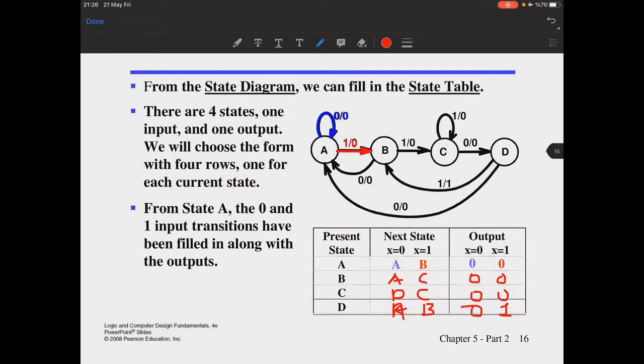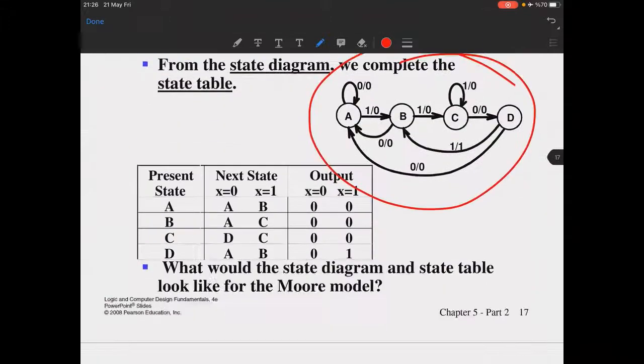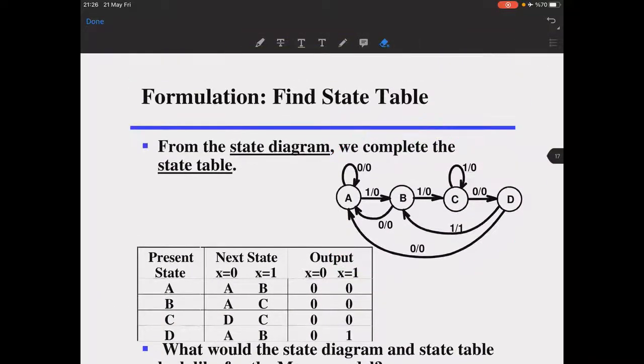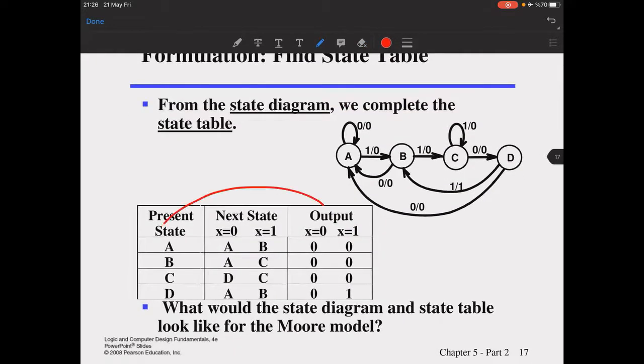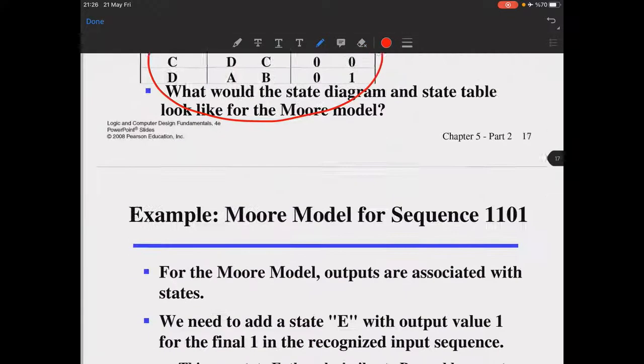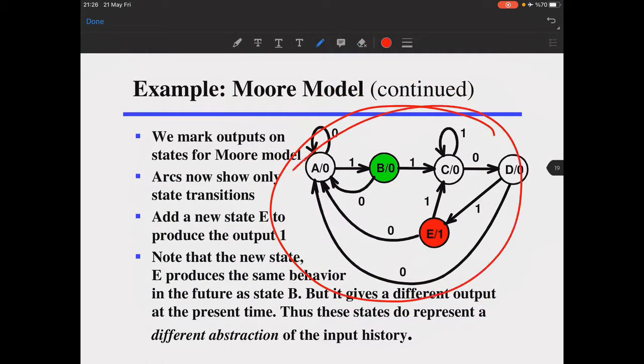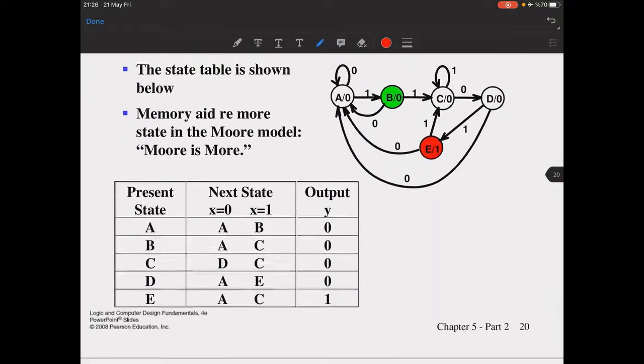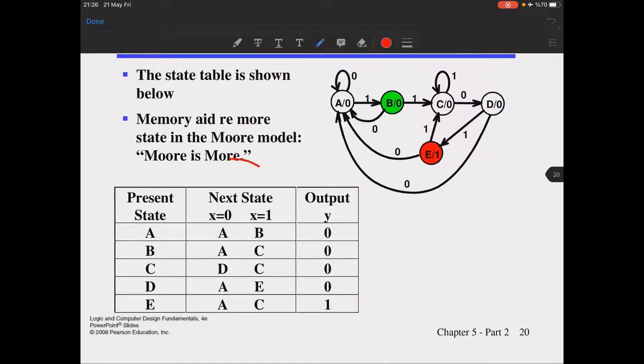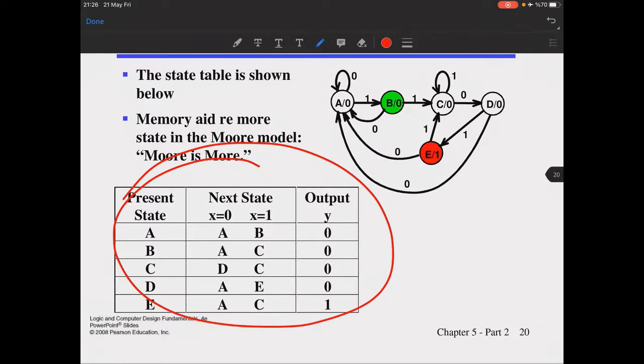That's how you write down your state tables. You just transfer the information. So this would be your complete state table right here. And for the Moore model, again, you transfer all of this state diagram information into your table here. But in this case, you just have your states and outputs, because your outputs are not dependent on the inputs.